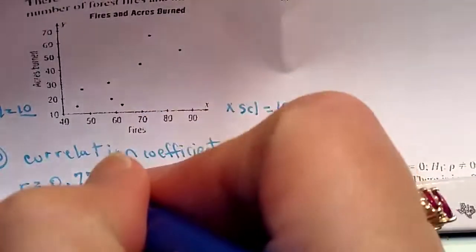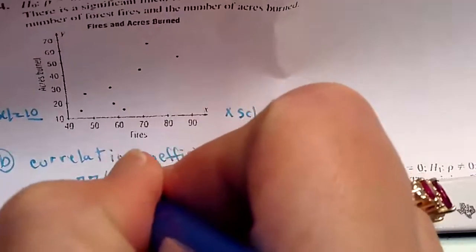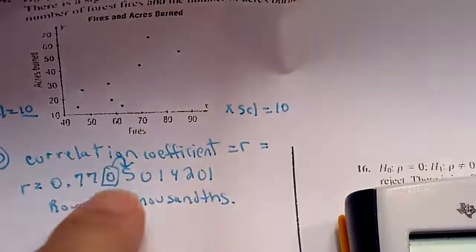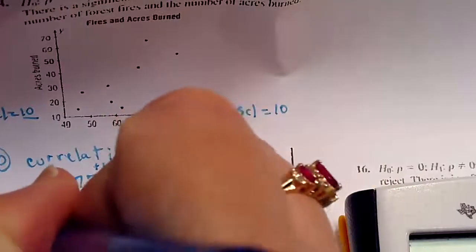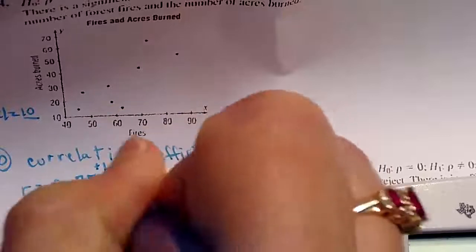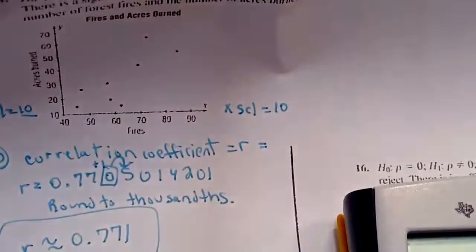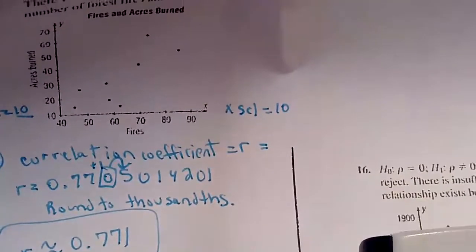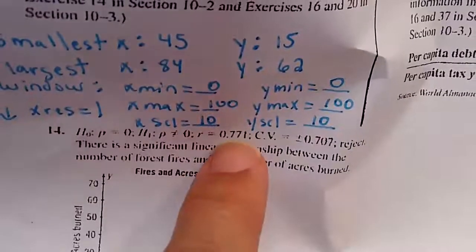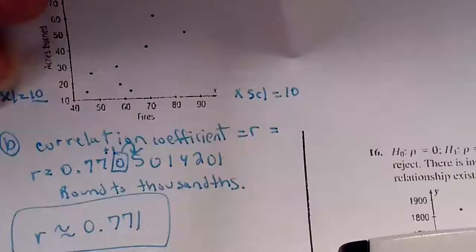So tens, hundreds, thousands. Can you look at the neighbor to the right? Is that neighbor 5 or more? Yes. So you're going to add 1 to this. So R is approximately 0.771. And remember, that's what they had. Remember how I had that here? See that? Let me check that.